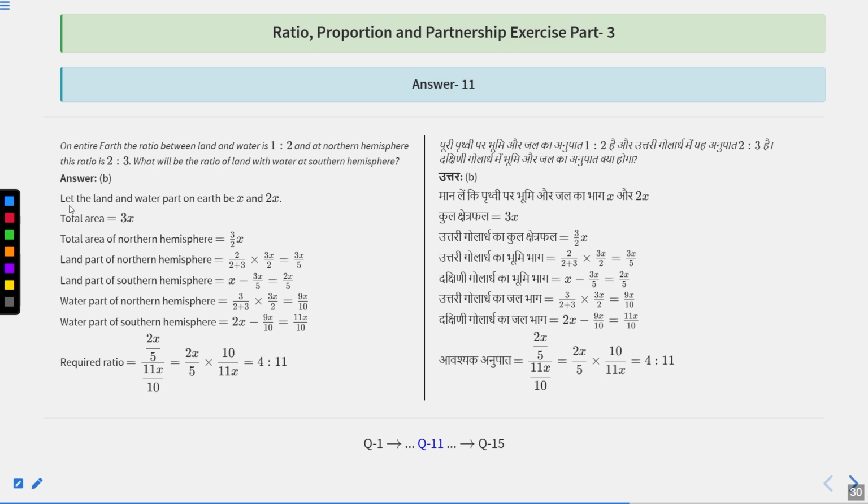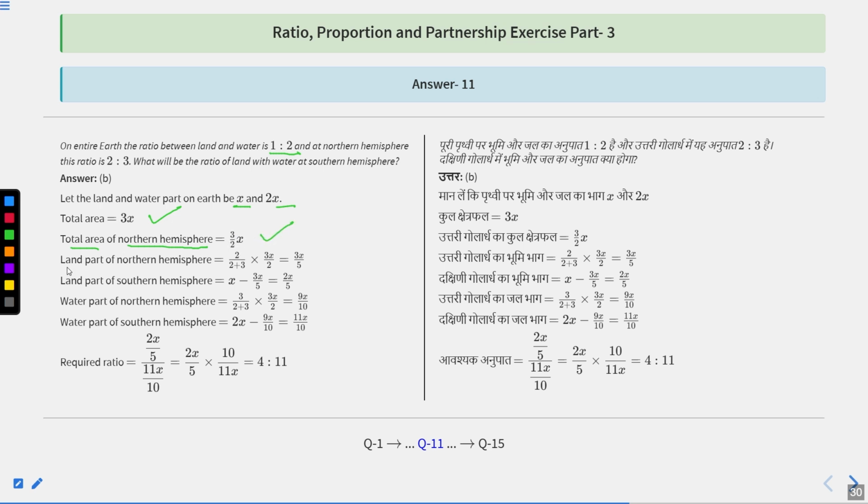According to the question, let the land and water parts on earth be x and 2x. It is given in the question that on the entire earth the ratio between land and water is 1:2. So we let x and 2x. So the total area will become 3x. Now what will be the total area of the northern hemisphere? 3/2 of x. Clear?